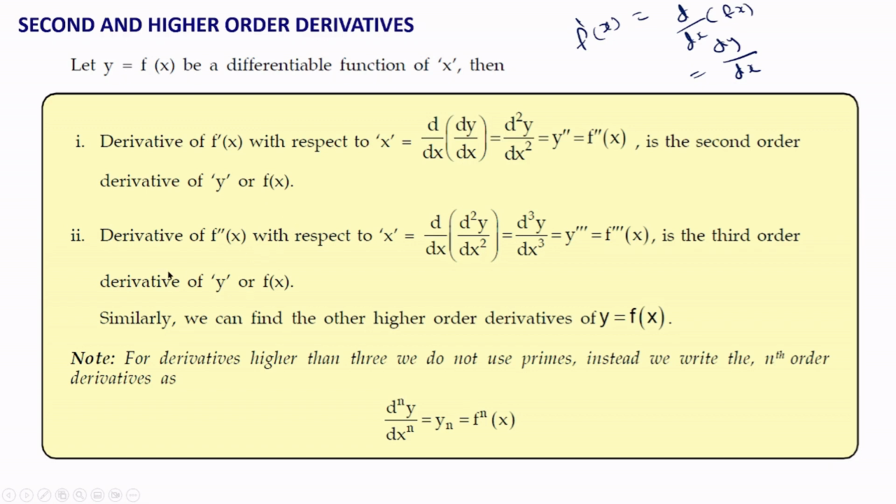And next we have the derivative of f double prime of x with respect to x. It is the derivative of d square y by dx square. This is equal to d cube y by dx cube. And this is called the third order derivative of y or f of x. Similarly, we can find the higher order derivatives of y equal to f of x, and the nth order derivative is written as d^n y upon dx^n equal to y^n equal to f^n of x. So this is with respect to second and higher order derivatives.